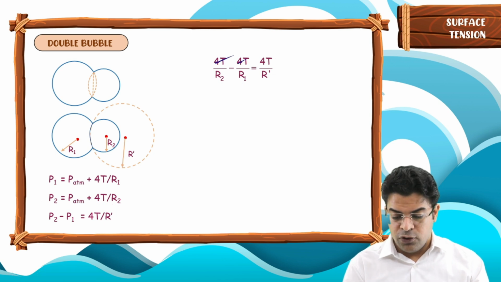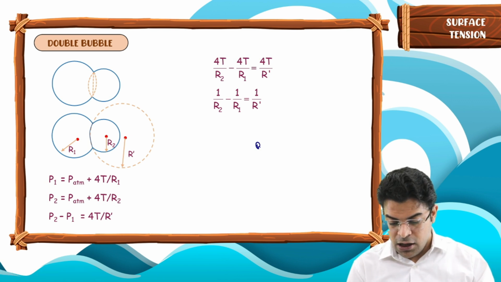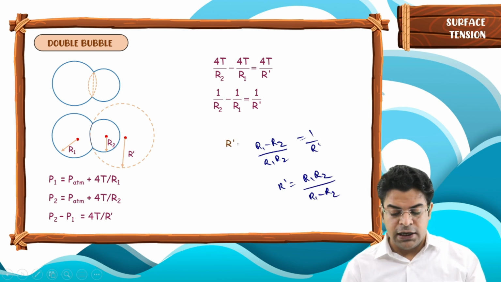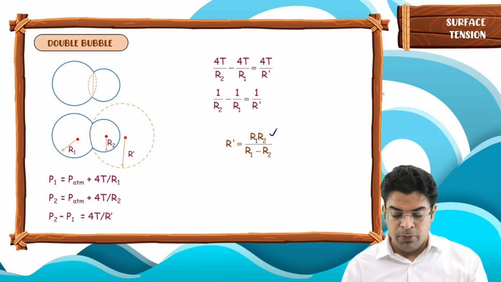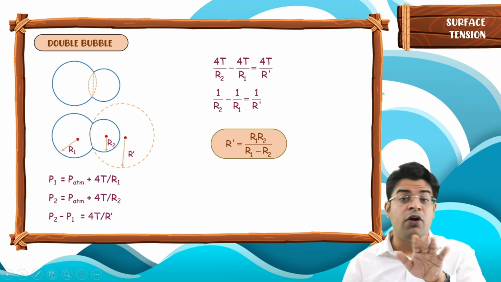Now cancelling out 4T, you get 1 by r2 minus 1 by r1 equals 1 by r dash. So from here you can write (r1 minus r2) upon r1 r2 equals 1 by r dash, or r dash equals r1 r2 upon (r1 minus r2), flipping both sides. So r dash equals r1 r2 upon r1 minus r2. So this is the radius of the interface of the double bubble.